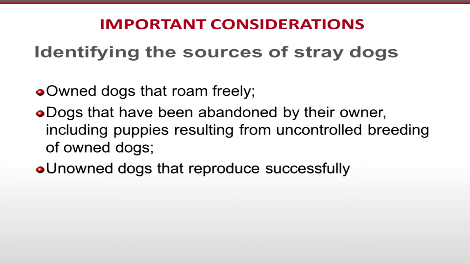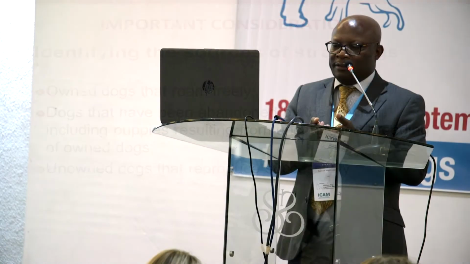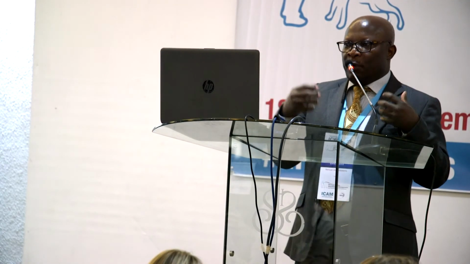If I may just tell you, identifying stray dogs: these could be owned dogs that roam freely. So the advisory group should be able to identify this, or there could be dogs that have been abandoned by their owner, including puppies resulting from uncontrolled breeding of owned dogs, or there could be unowned dogs that reproduce successfully. So the advisory group should be able to identify all this.